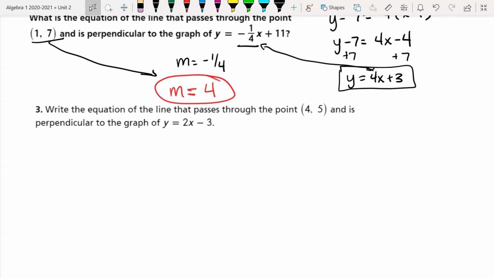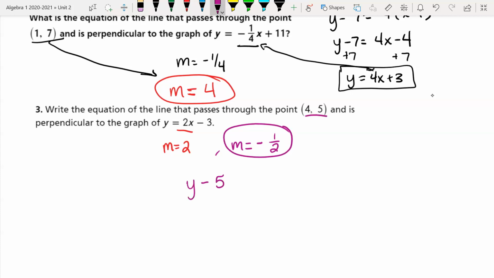Write the equation of the line that passes through the point (4, 5) and is perpendicular to the graph of y equals 2x minus 3. So my slope is 2. That means my perpendicular slope is going to be 1 over 2, and now it's a negative. So this is my new slope, opposite reciprocal. I'll take my point and plug it into point-slope form.